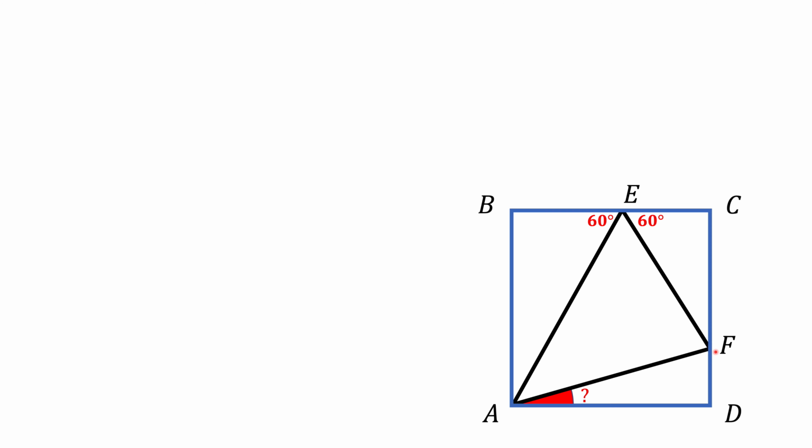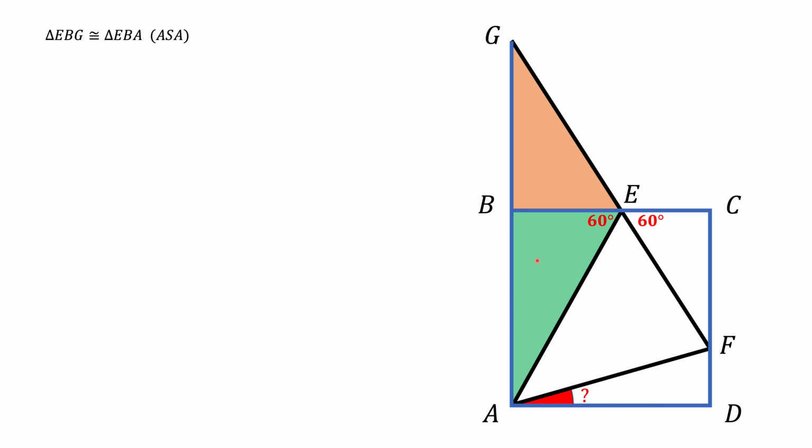This problem could be solved in multiple ways. One way is to extend the segment EF until it intersects the extension of the side AB at point G. And now if we look at these two triangles, the peach one and the green one, we find they're congruent. They're congruent by two angles and the side. The side is the side BE that they share. The angles are angle B because they're both 90 degrees, and the angle E because they're both 60 degrees.